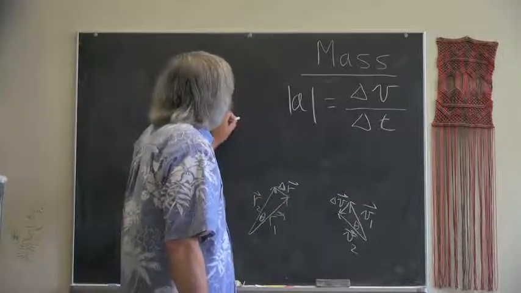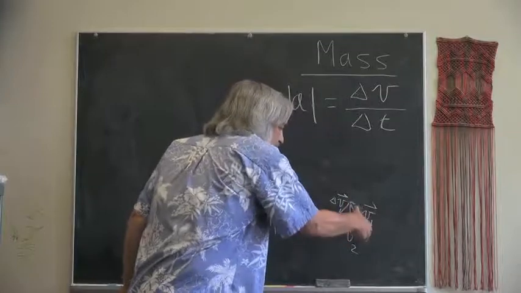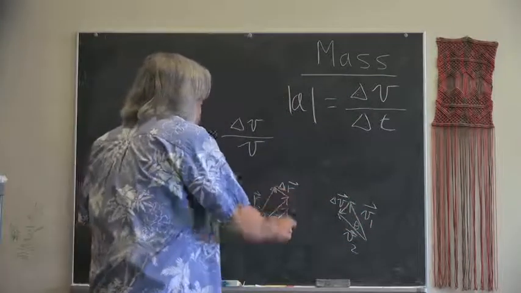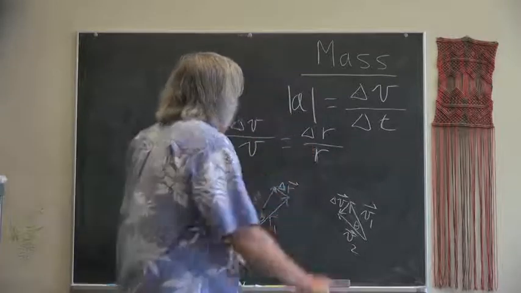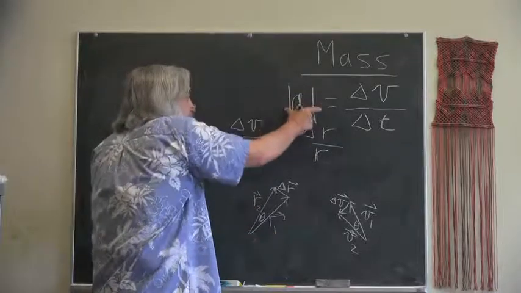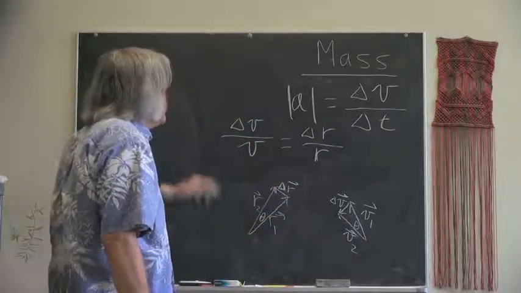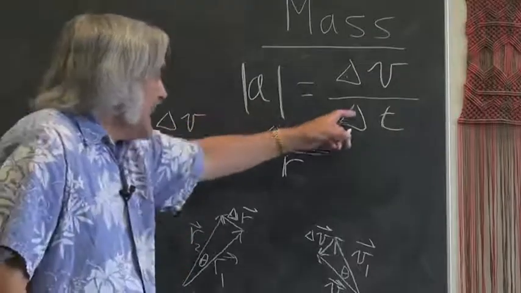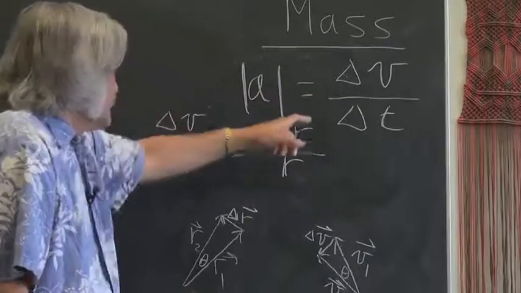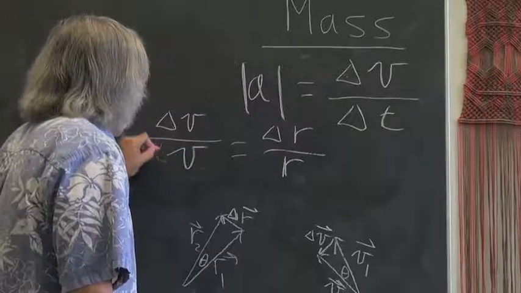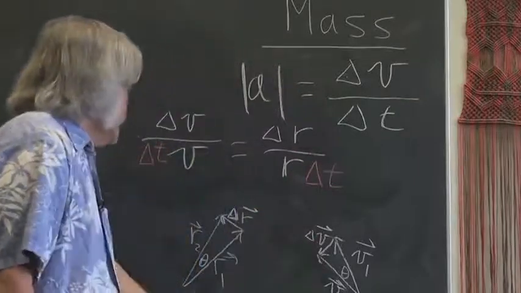If we look at these triangles, we notice that delta V is to V. We're looking at the part of the triangle here versus one of the legs. And since the triangles are similar, that has to be equal to delta R over R, where now I'm dropping the subscripts here because we're just looking at the magnitude of the acceleration. And now we can work with these particular quantities. You can see that we're going to have a delta T in here somewhere. So what we're going to do is just divide both sides of the equation by delta T. If we put a delta T on this side of the equation, then we can put a delta T on the other side of the equation and still maintain equality.